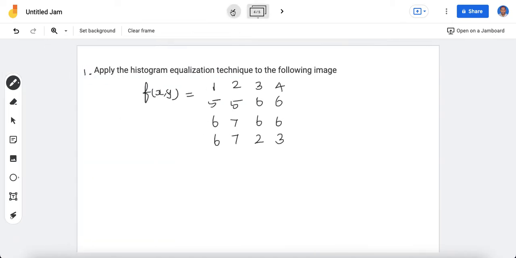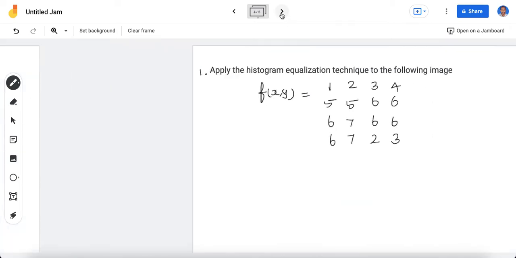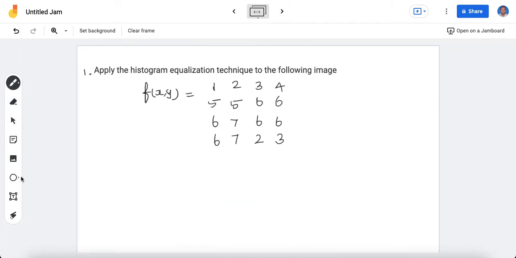And what is the next step? After getting your normalized value, we have to multiply the same with the maximum gray value. Here in the given problem, you carefully check 1, 2, 3, 4, 5, 6, 7. The maximum intensity is 7. So that is what is available. So this we have to consider. If the maximum intensity varies in the given image, we have to consider the same.